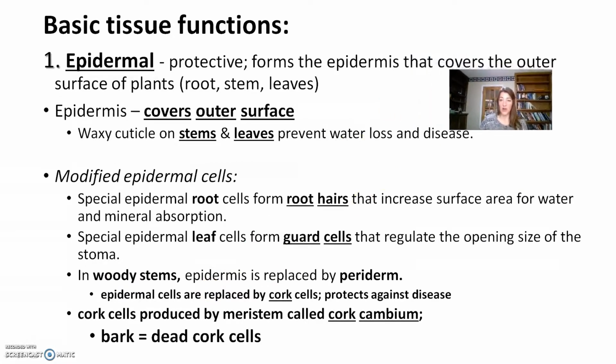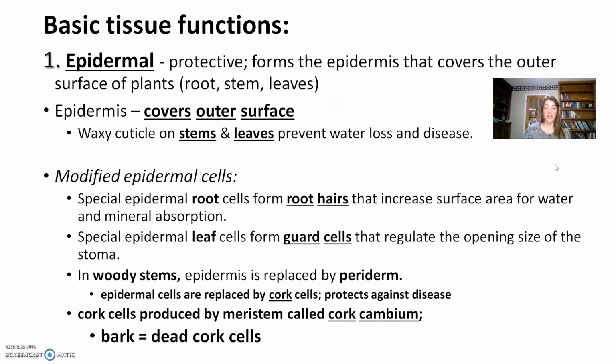Now just to go over a little bit more, the basic tissue functions. Dermal tissue is for protection. It covers the outer surface, okay? So we have the stems, and the leaves have that waxy cuticle. It protects from water loss and disease. The modified epidermal cells would be the root hairs and the guard cells. Now the guard cells surround that stomata, that hole in the bottom of leaves.